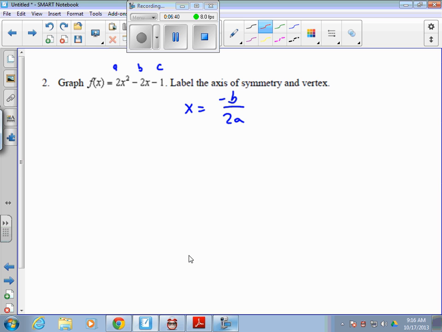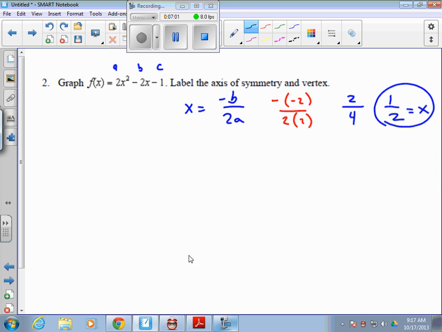So take your value of b. It's negative 2. So negative 2 becomes positive 2 on top, over 2 times a's value, which is 2. So negative again is positive on top. 2 times 2 is 4. That simplifies to 1/2. So your x value is 1/2.